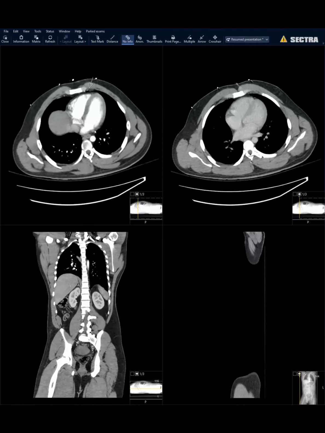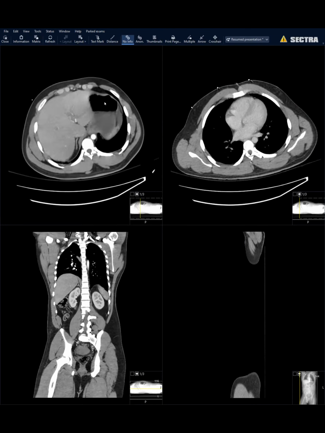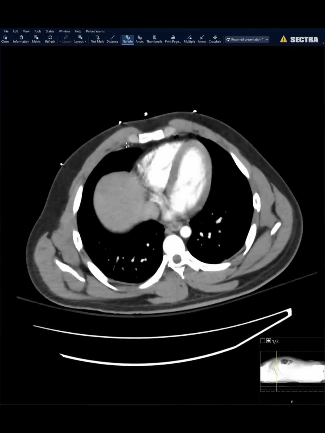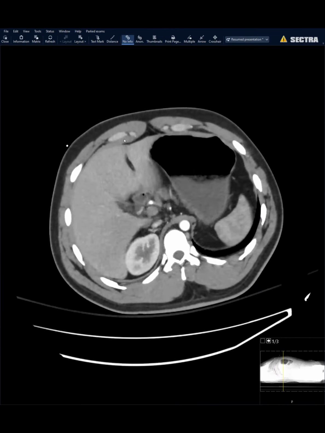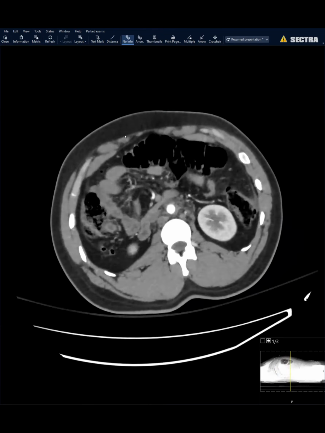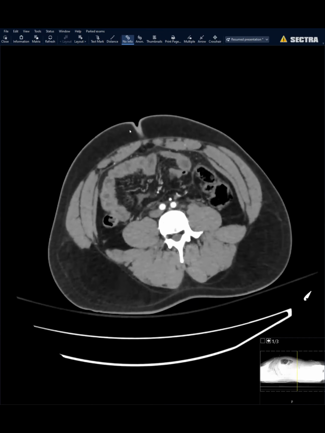Okay, so this is a young male who came in with trauma and essentially had hypotension, and we were looking at the CT scan. So I'm just going to go through the initial phases here. The way we do it is we do an arterial phase initially, and then a portal venous phase.